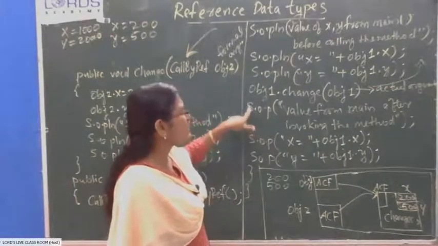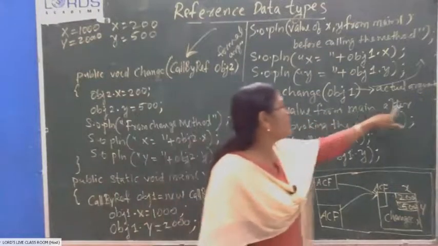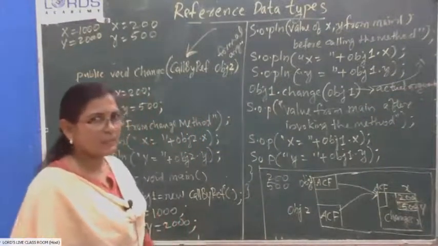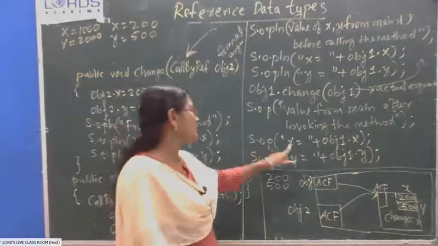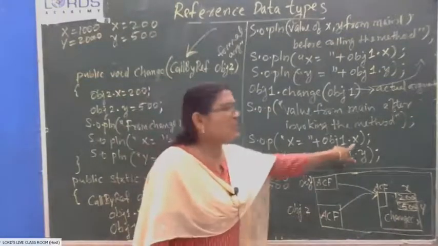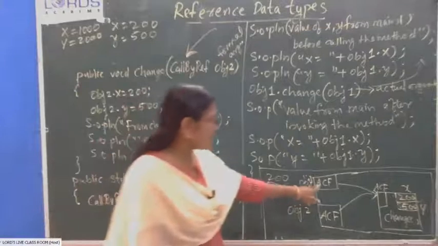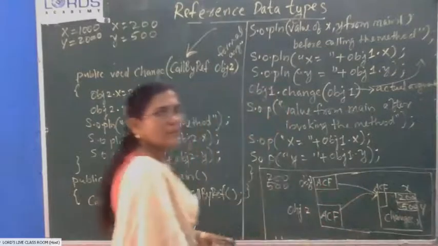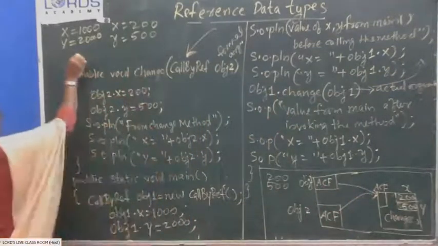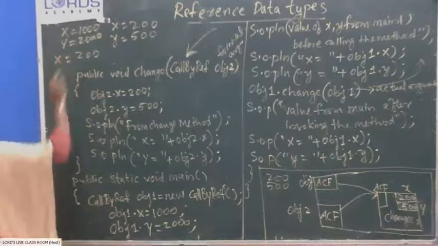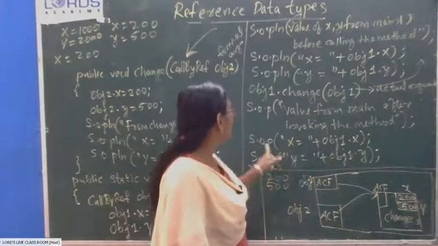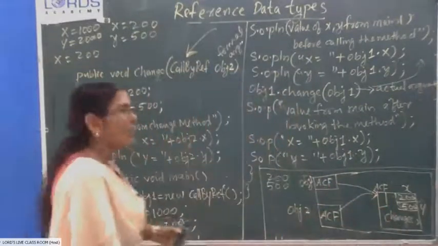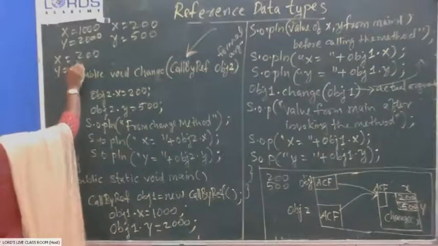What is next statement? Value from the main after invoking the method. After calling change method, we are printing the value of x and y from main. System.out.println obj1.x. What is obj1? A reference pointing to the same object. What will be the value printed from main? Again x equal to 200 will be printed. obj1.y, obj1 is pointing to the same object. So y will be 500. Y is printed as 500.